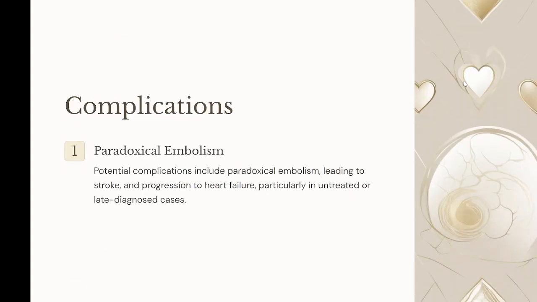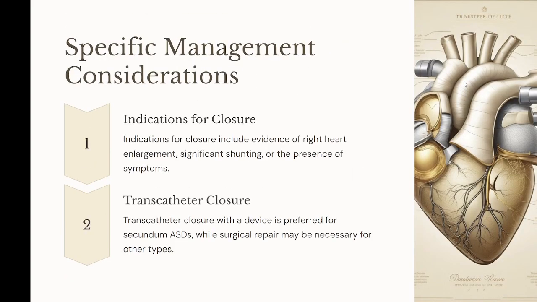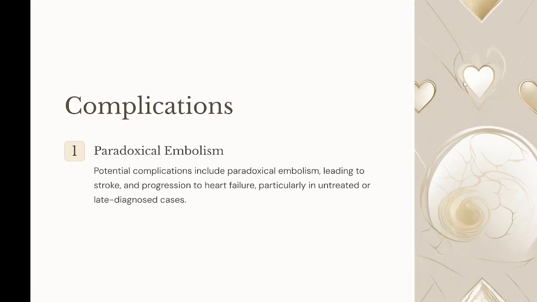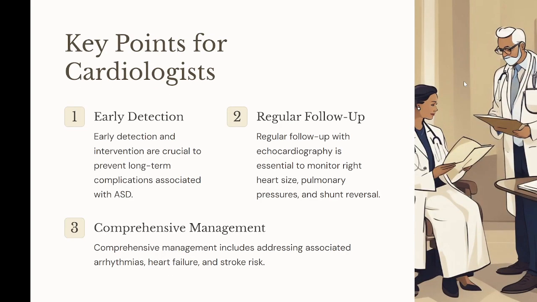Patients with ASD are at risk for atrial arrhythmias, and anticoagulation may be considered in those with large shunts, prior embolic events, or atrial fibrillation. Complications: potential complications include paradoxical embolism leading to stroke and progression to heart failure, particularly in untreated or late-diagnosed cases. Key points for cardiologists.